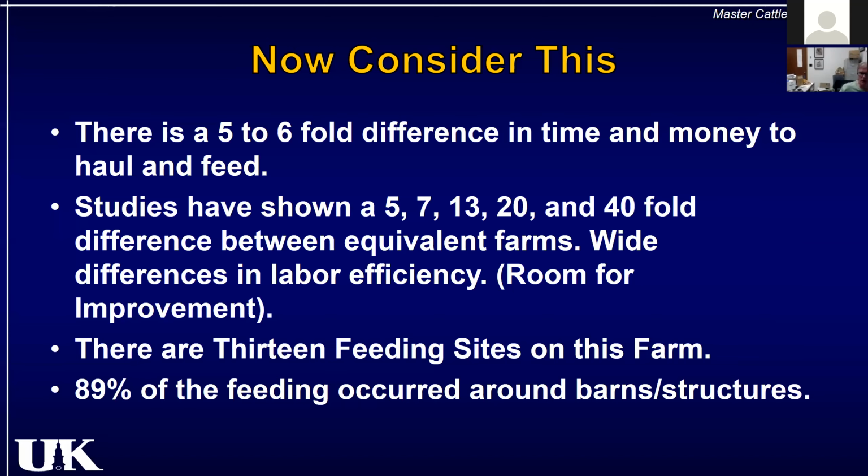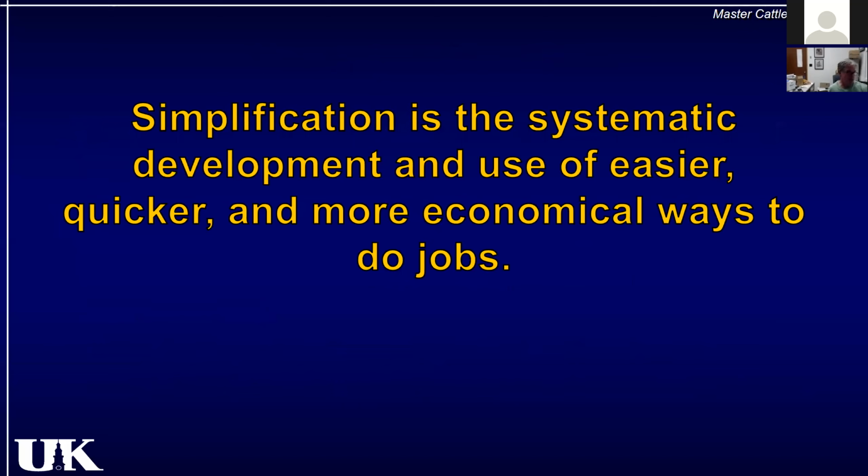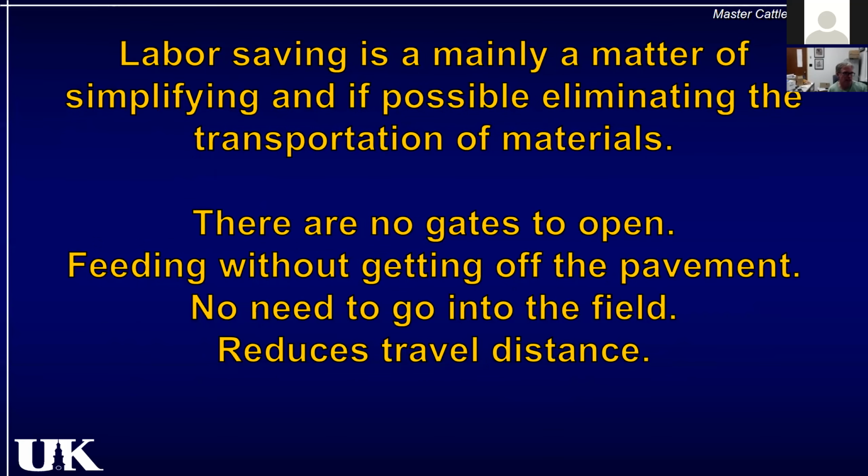So the whole point of this is basically simplification. It's the systematic development and use of easier, quicker, and more economical ways to do the same job. Labor savings is mainly a matter of simplifying and possibly eliminating transportation of materials. It's also eliminating opening gates and getting off the tractor and having to figure out where you're going to put a round bale. You can do feeding without getting off the pavement, which means you don't need a front wheel assist tractor because you're not getting out in the mud. And these things reduce travel distance.